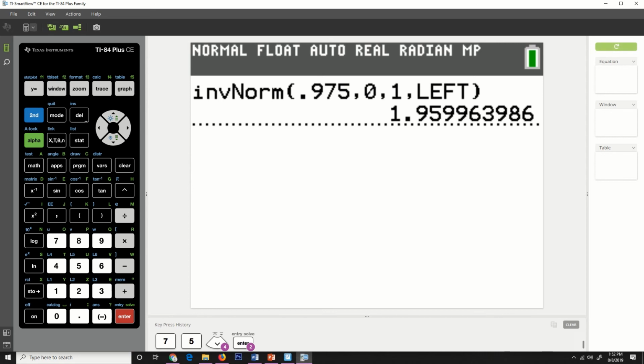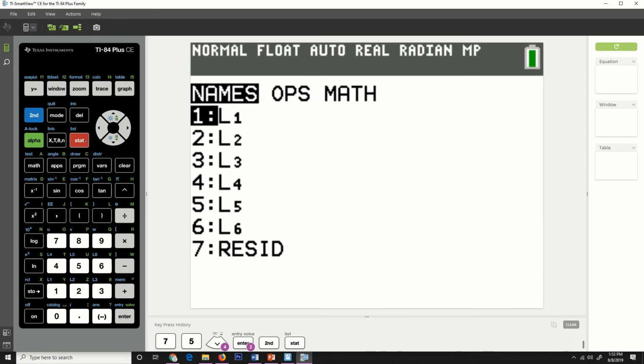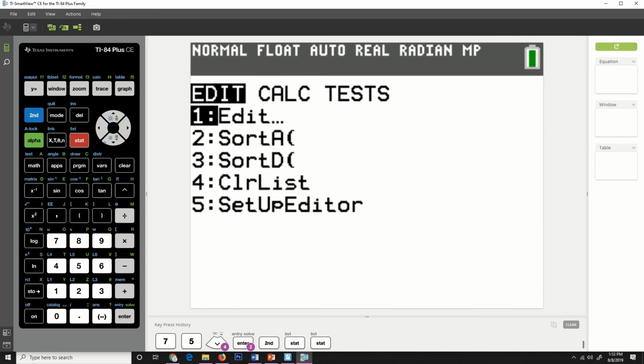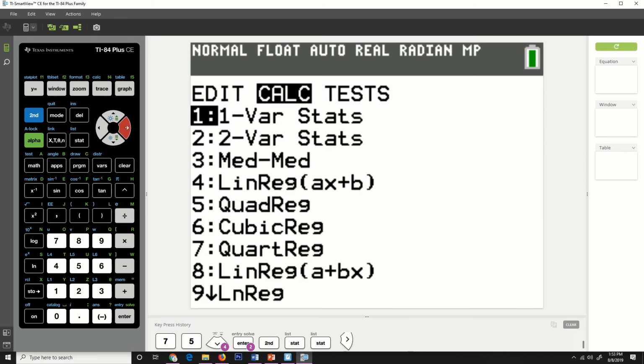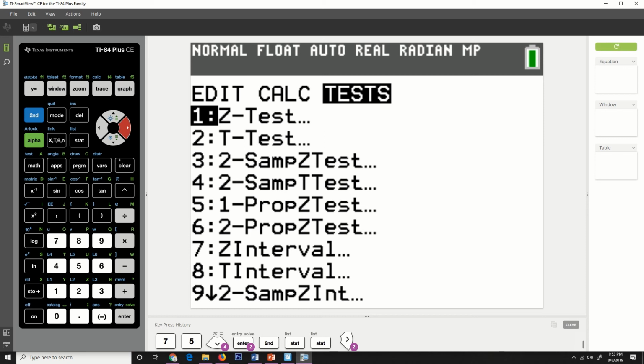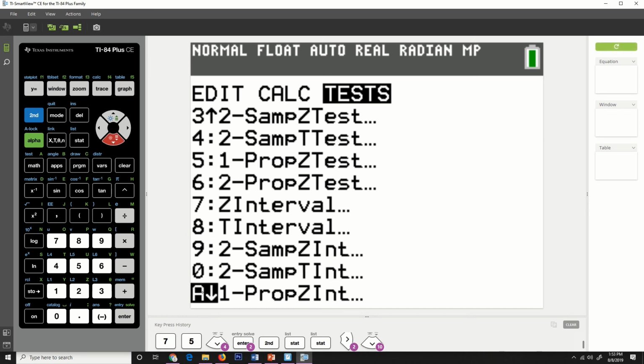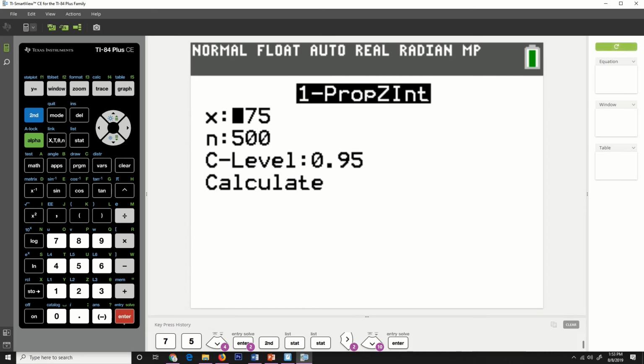Now, if we want to use the graphing calculator to do that, it's fairly straightforward. It's not in the distribution menu. It's actually in the stat menu. Just hit the stat button. Go over to tests, and it's not in these first 10, so you got to arrow down, or you could go alpha A, and this is a 1 proportion Z interval. And so we're going to hit enter there.